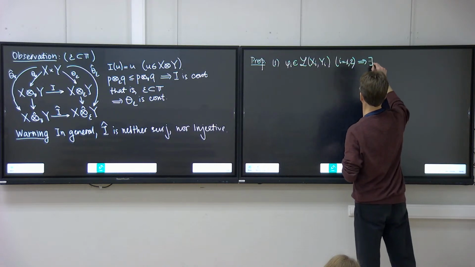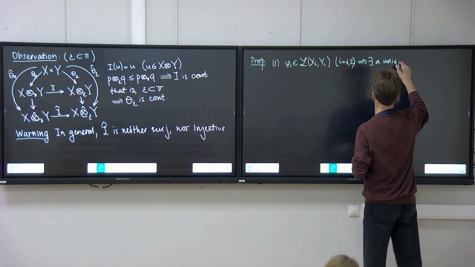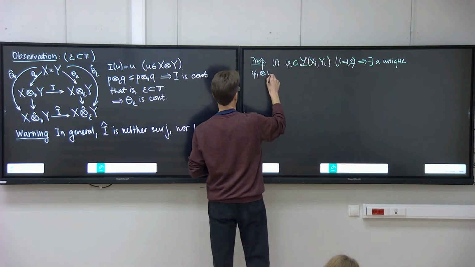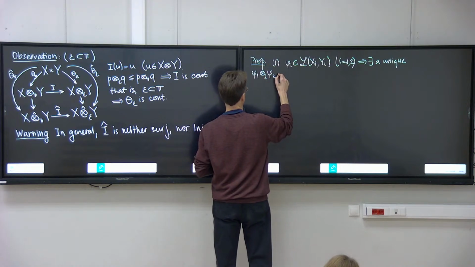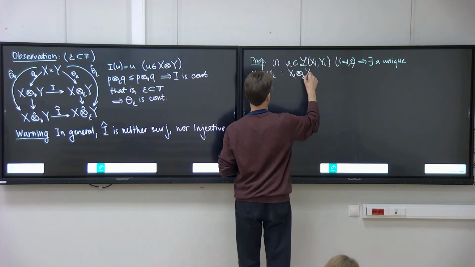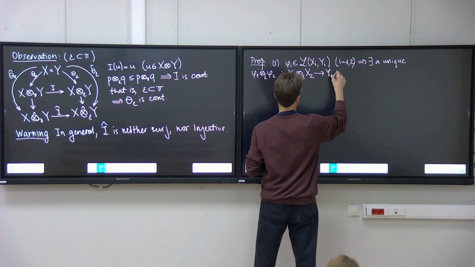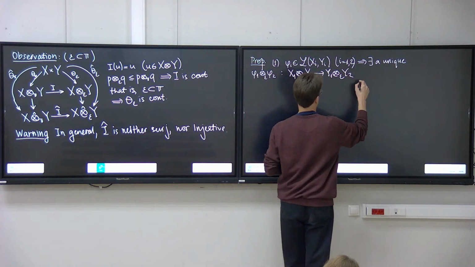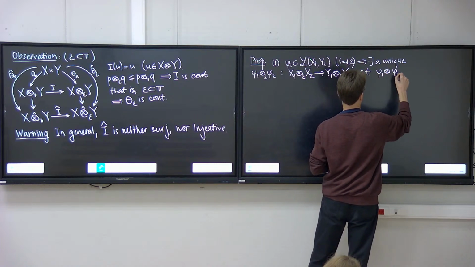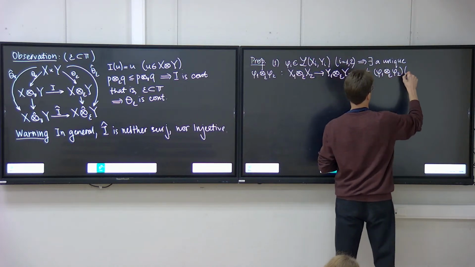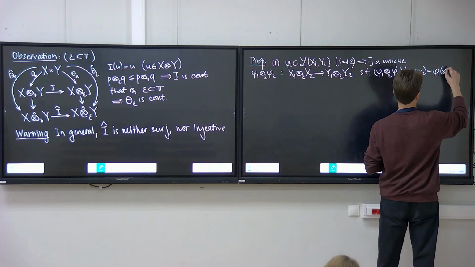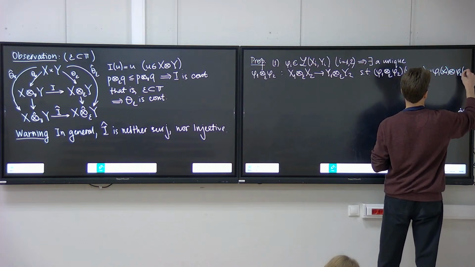then there exists a unique continuous linear map, phi 1 tensor phi 2, between the injective tensor products, such that it takes every elementary tensor x1 tensor x2 to the elementary tensor phi 1 of x1 tensor phi 2 of x2.